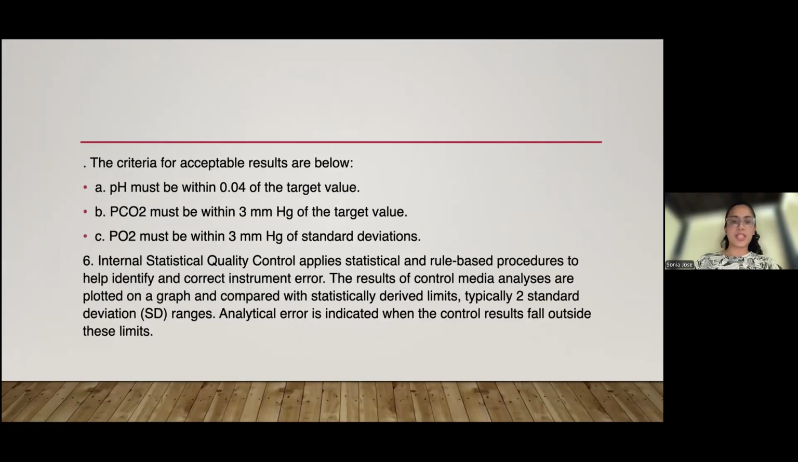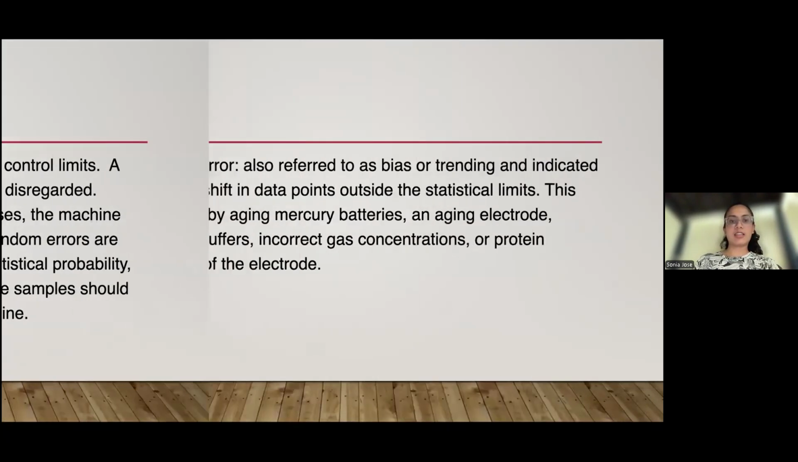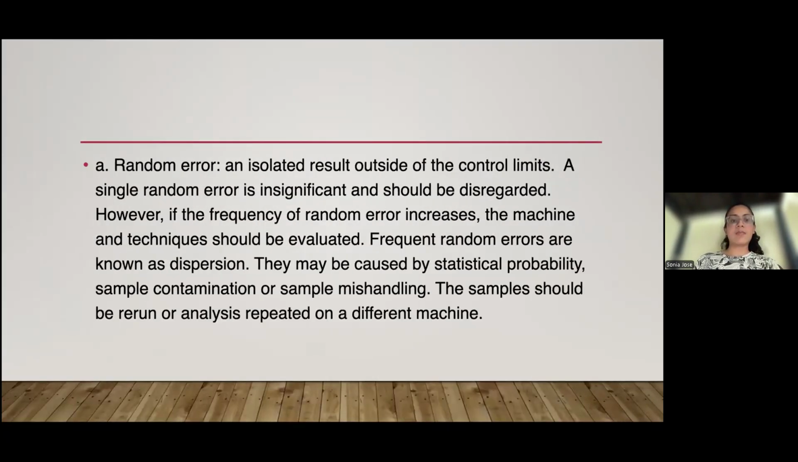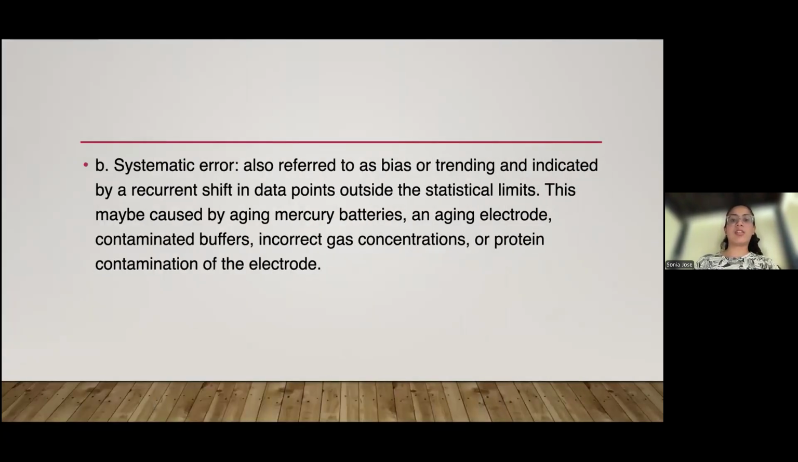And there are 2 types of errors, which are random error and systemic error. Random error is an isolated result outside of the control limit. A single result outside the control limit is called random error. And systemic error, also referred to as bias or trending, is indicated by a recurrent shift in data points outside the statistical limit. It is a recurrent error. Okay.